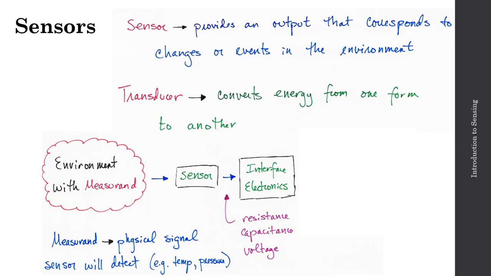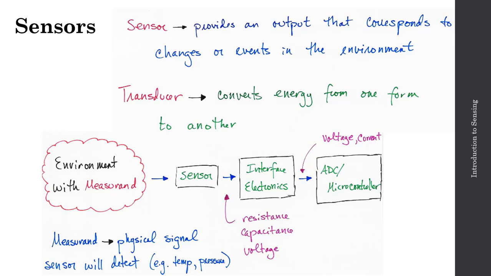And then from these interface electronics, we'll typically go to an analog to digital converter or a microcontroller similar to what you have on your Arduino. The analog to digital converter allows me to digitize my signal and permits me to explore and analyze that signal further on something like my computer.